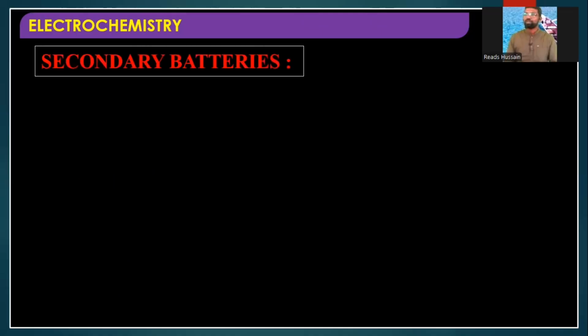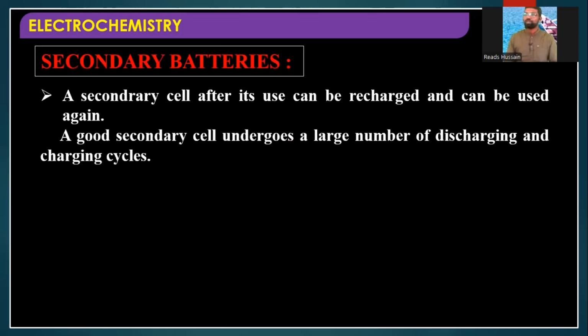Next, secondary batteries. See, what is a primary battery or primary cell? The primary cell is the battery which can be used only once. Once the battery is dead, we cannot reuse it. We have to throw it out. That is a primary battery. A secondary battery is a battery which can be recharged. Once the battery is discharged, again we can charge it.